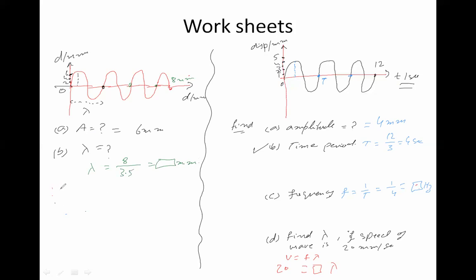Second, and in the C part, he asks: if the speed is 2 millimeter per second, find the frequency. Again, use the formula V equals F lambda. Here is 2, here is what you want to calculate, and here is this, whatever.